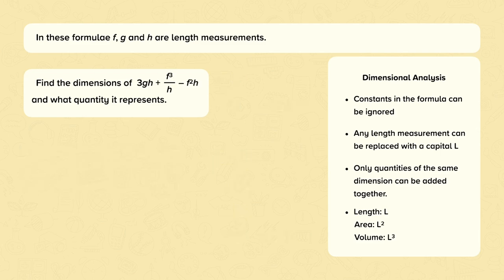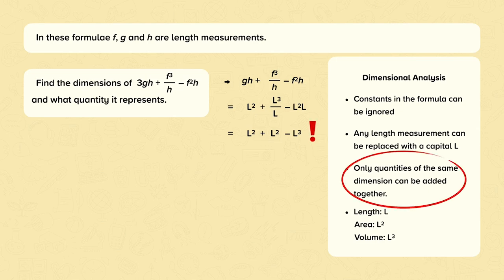This question has multiple terms in it. So, like in the first one, let's take each one in turn and find the dimensions, ignoring any constants. Replacing every length with L. Let's tidy up these indices a bit, and we end up with L squared plus L squared subtract L cubed. But we've got a problem here. We know that only quantities of the same dimension can be added together, and so this formula does not represent area or volume.